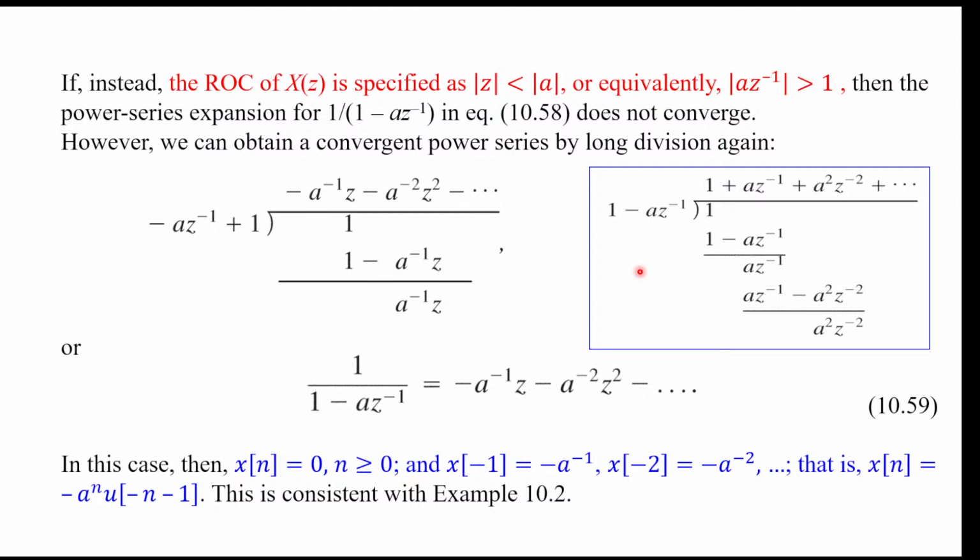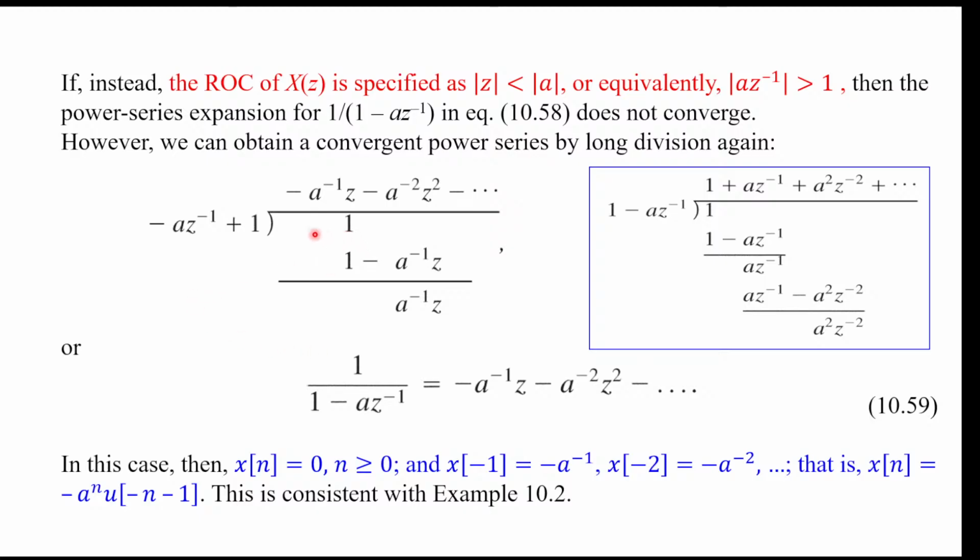So basically we are reversing example 10.2. So we have the same algebraic expression, but with a different ROC. Now we have big Z, with the absolute value of z less than absolute value of a, which means the absolute value of a z to the minus 1 is greater than 1. Then the previous long division will give us a divergent power series. So this is not the correct expression and not the correct expansion. And we want to do the power series expansion in the other direction.